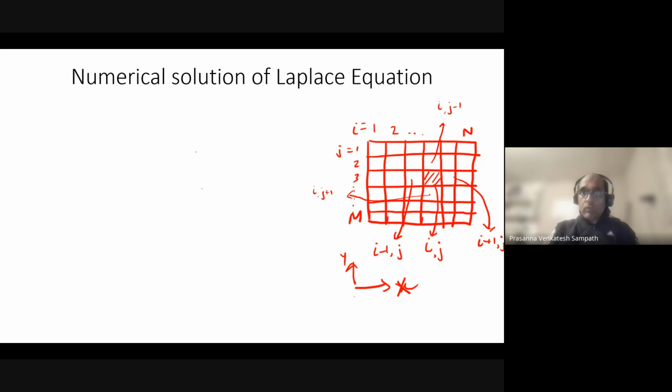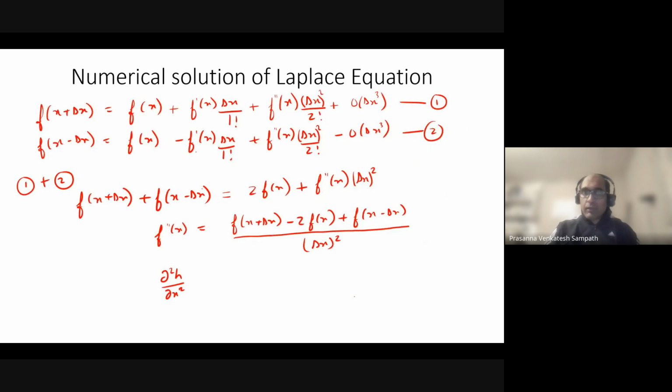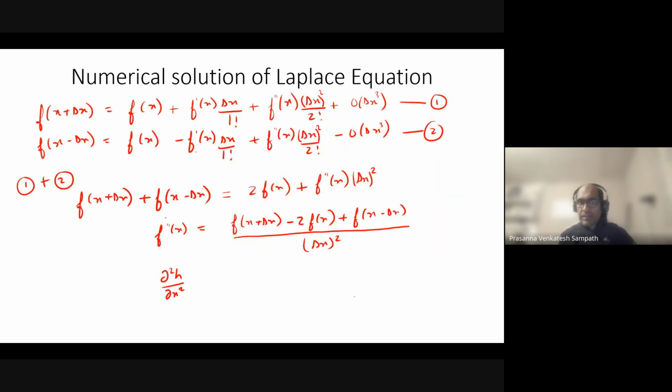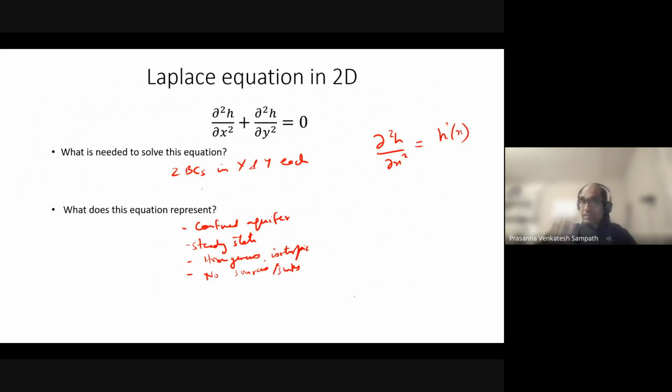So now what I'm going to do is go back to our equation: f double prime x equals f of x plus delta x minus 2 times f of x plus f of x minus delta x, divided by delta x squared. So now can I say ∂²h/∂x² is the same thing as my left hand side here? f double prime x is nothing but ∂²h/∂x², which is what I'm trying to solve. This is the equation I'm trying to solve, the Laplace equation, ∂²h/∂x².